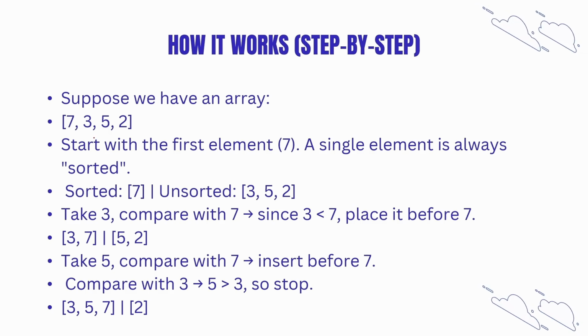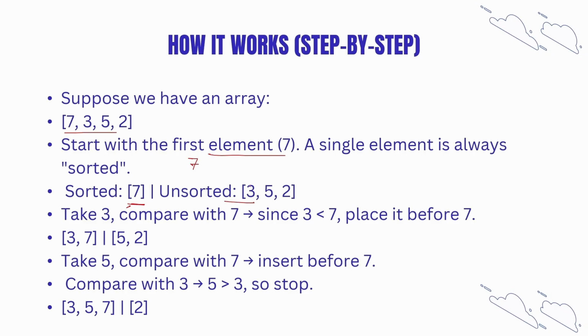So let's say we have an array. Our array has these 4 numbers: 7, 3, 5, and 2. Now we'll start with the first element 7. A single element is always sorted. So we have started with 7, and the single element 7 is always sorted. Next, this is our sorted element 7, and this is our unsorted remaining list 3, 5, and 2.